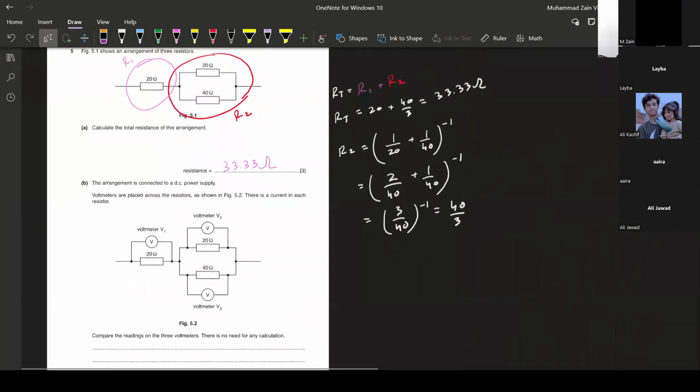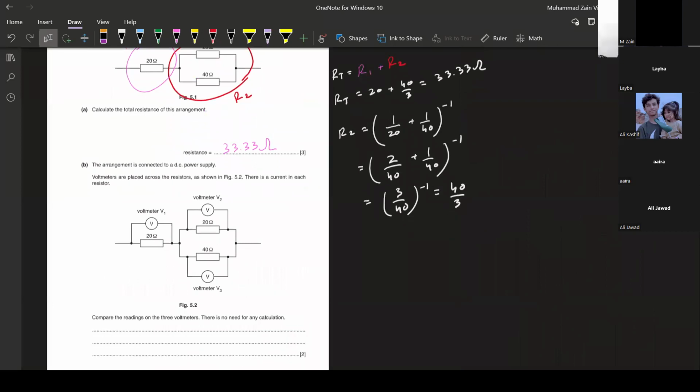Now the next part: the arrangement is connected to a DC power supply. Voltmeters are placed across the resistors as shown in figure 5.2. There is a current in each resistor. Compare the readings on the three voltmeters. There is no need for any calculation. So just by looking at this, I need to compare the readings on the voltmeters across all these three resistors. So can someone tell me anything about this? Would there be different readings on voltmeter 2 and voltmeter 3, or which one would be greater and which one would be less? Can someone tell me about this?